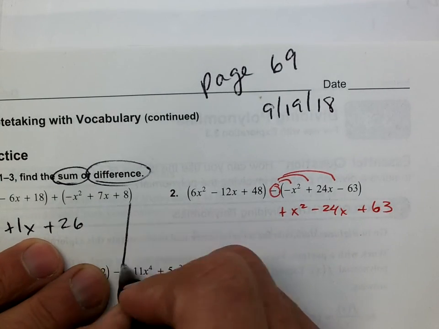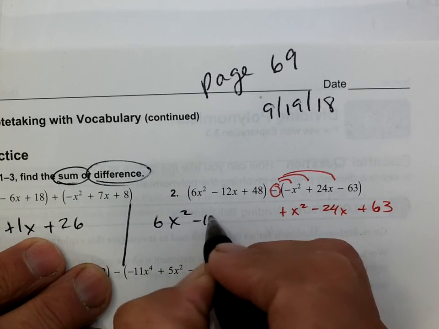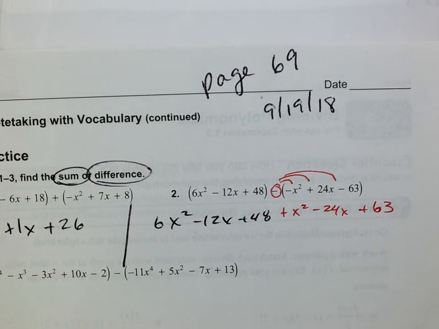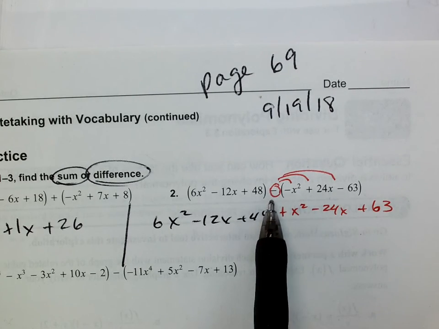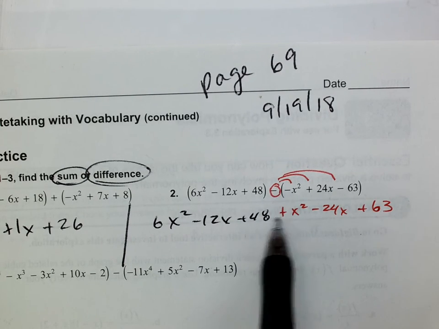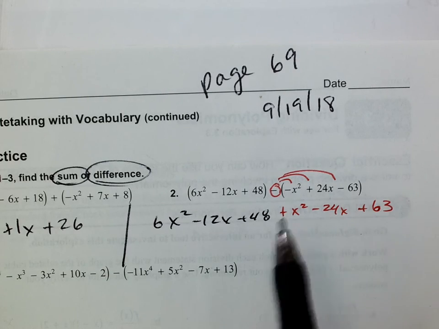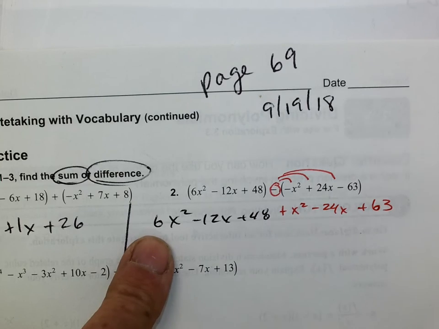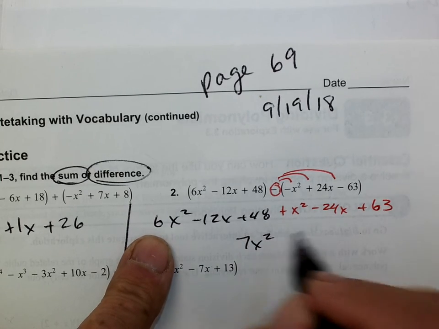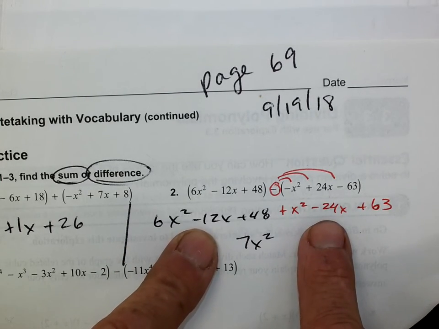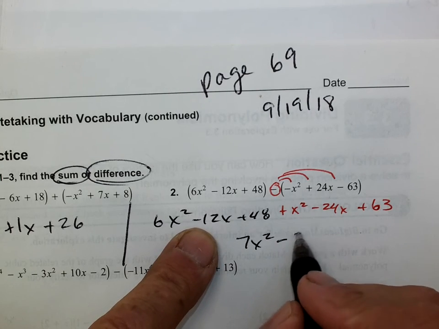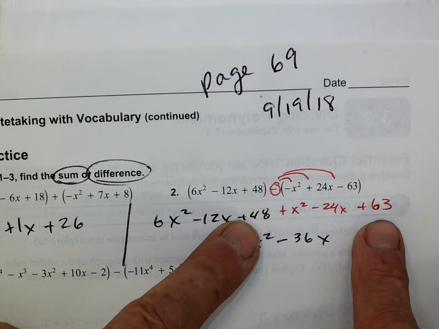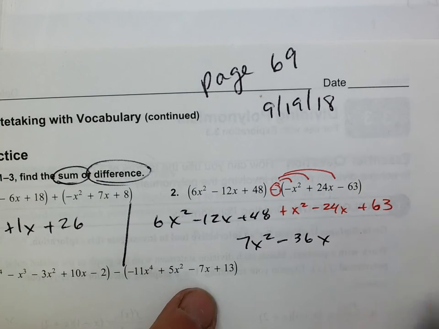So then I have a 6x squared minus 12x plus 48. And then I can just combine terms. So the first thing I did, to make sure I didn't mess up on my double negatives, I just brought the negative through, okay? Don't like messing up with double negatives. So now, 6x squared and another x squared makes a 7x squared. Negative 12x, negative 24x makes a negative 36x. And 48 and 63, what's that? 101. Thank you.